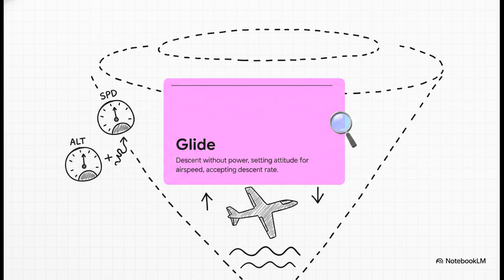A glide is a descent without power where the pilot sets the attitude to achieve a desired airspeed and accepts the resulting rate of descent. Notice your active role in this. You aren't just along for the ride. You are physically setting the pitch attitude of the nose to lock in a specific safe flying speed. Basically, by giving up altitude, you're buying airspeed. It is a highly controlled state of equilibrium.